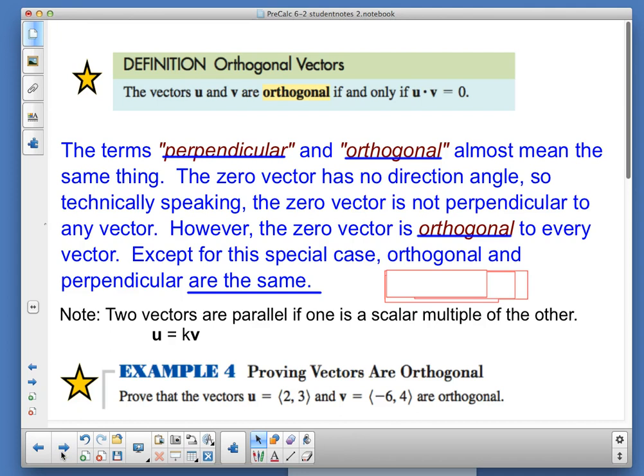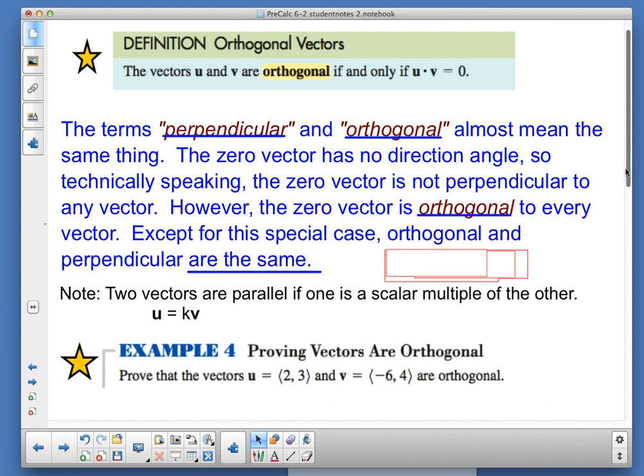It's perpendicular. Now let's talk about the vectors u and v are called orthogonal. Okay, if you're going to make your teeth straight, you go to an orthodontist. Orthogonal, we're just making them straight. Okay, so it's 90 degrees. If and only if the dot product of u v is 0, so they're orthogonal, which means they're going to be perpendicular. But here's an interesting thing. The terms perpendicular and orthogonal almost mean the same thing.